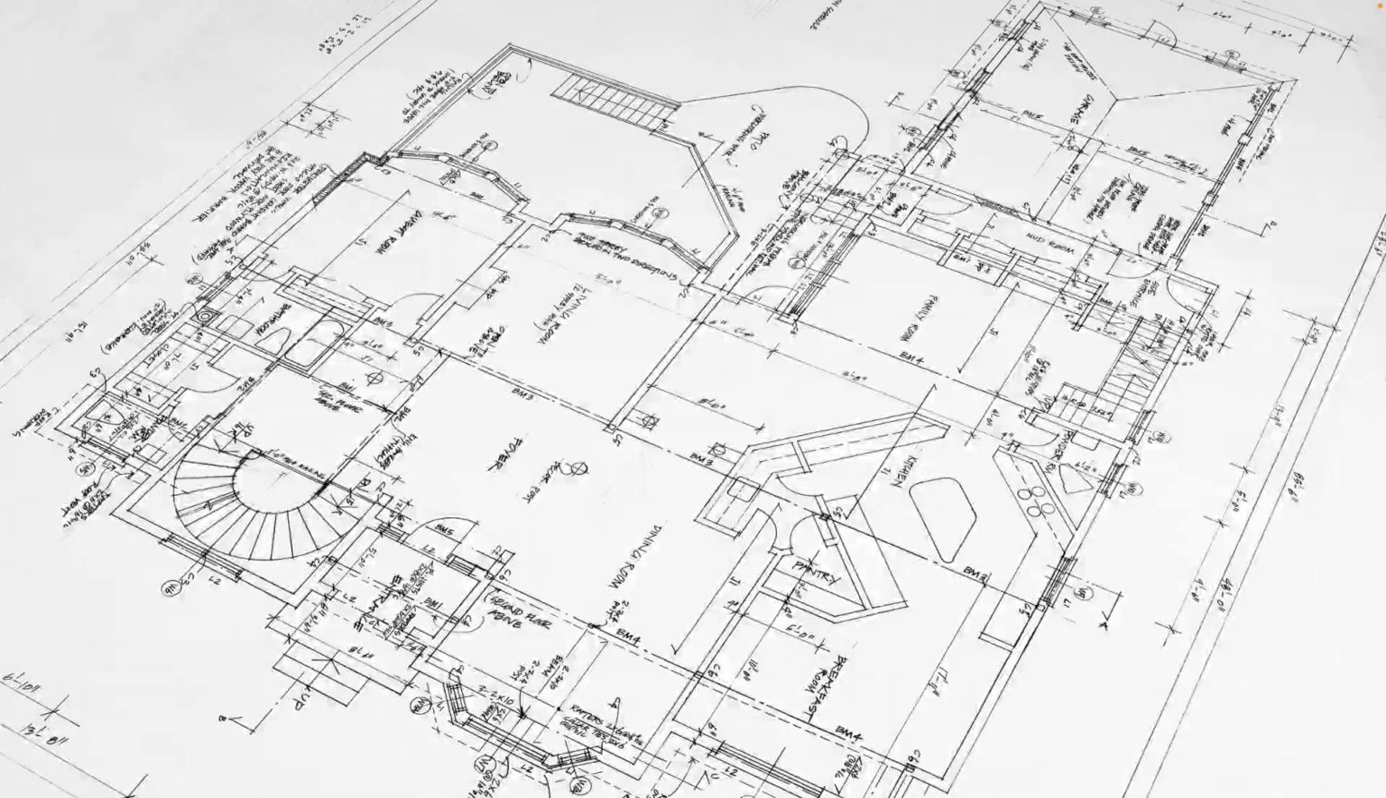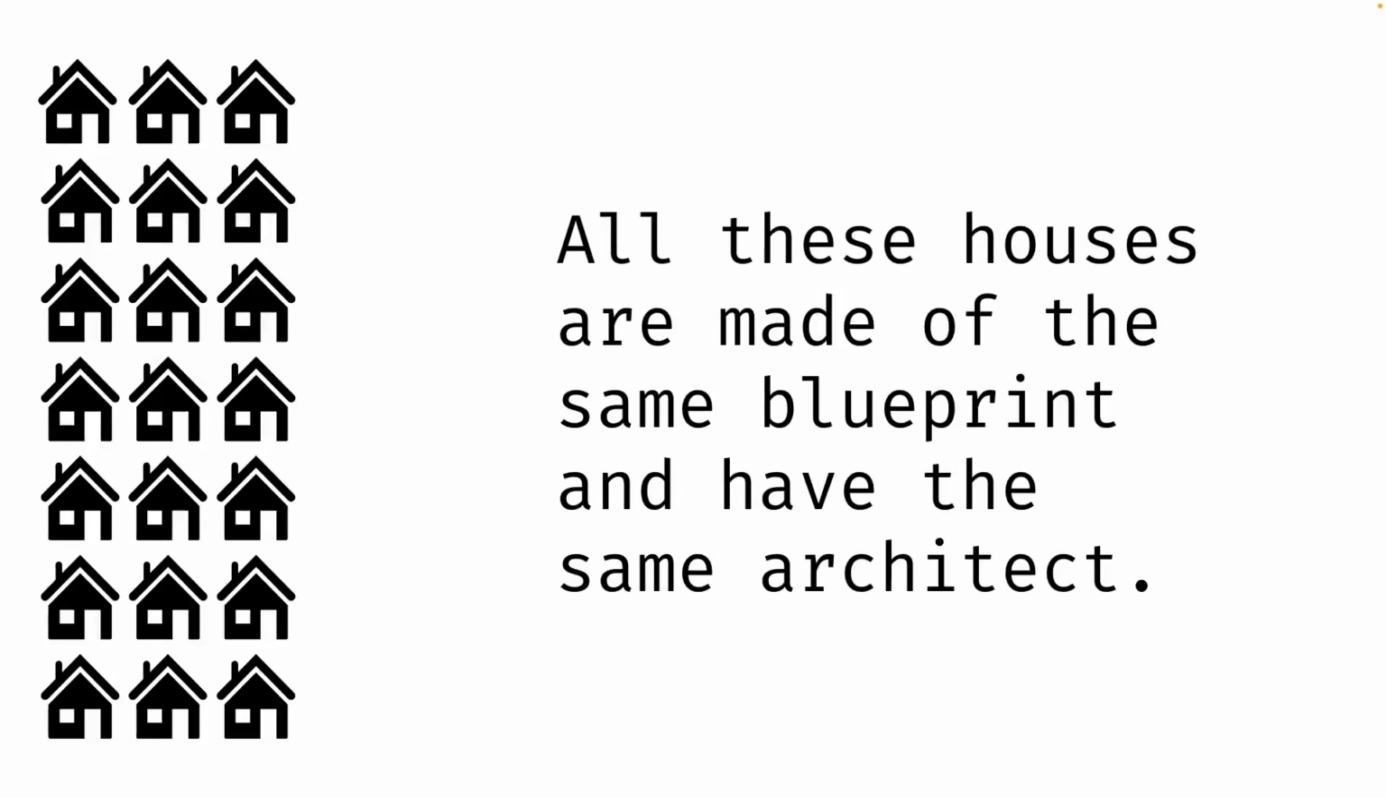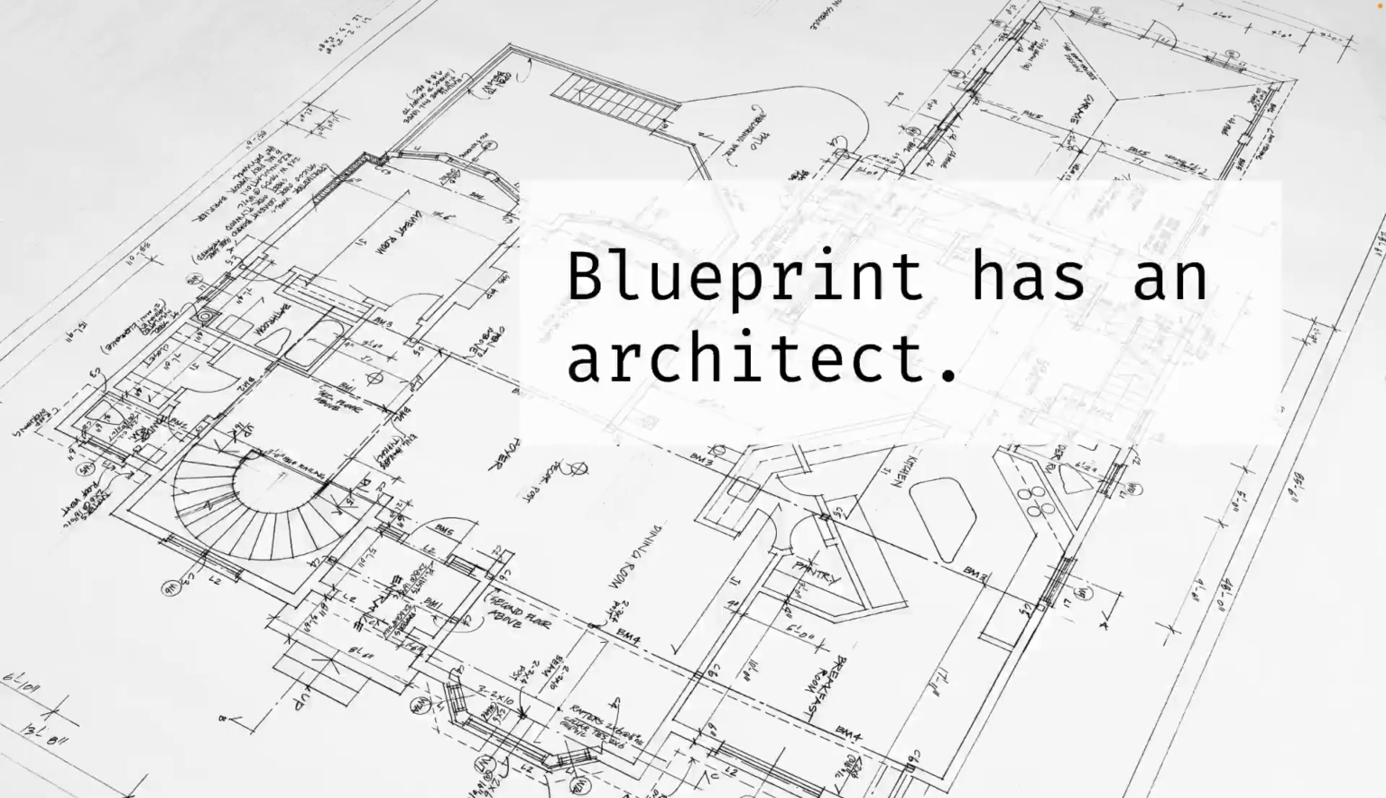If we look at the blueprint of houses, they will all have the same architect. This is the person who made the blueprint. Arguably, the architect belongs to the blueprint and not to the instance. Even if there are no instances of the house built, the architect will be the architect of the design or blueprint.